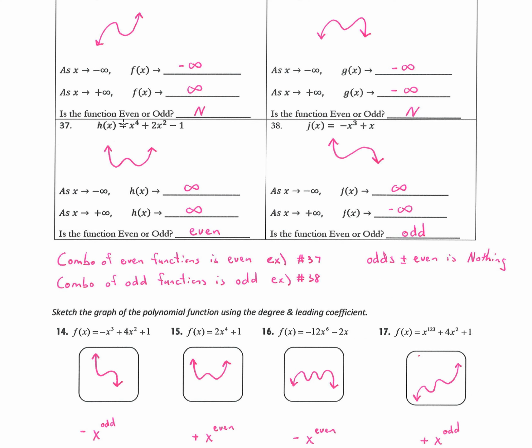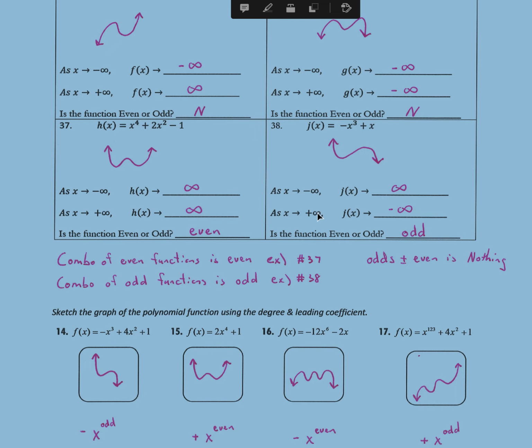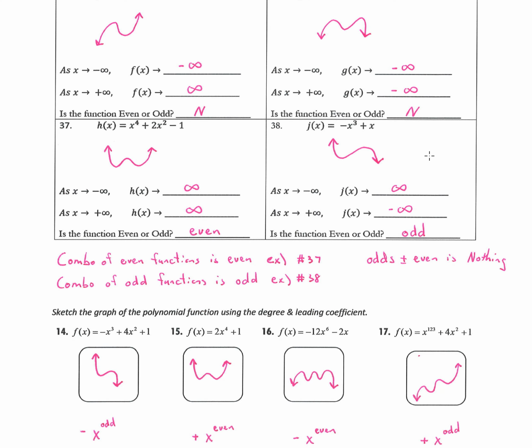Now this one has an even, plus an even, minus an even. A combination of even functions makes the function overall even. It will have y-axis symmetry because each one of those things individually has y-axis symmetry. If it's x to the fourth, we know that's the general shape, and we know the end behavior is infinity, infinity. This one is the opposite of that.